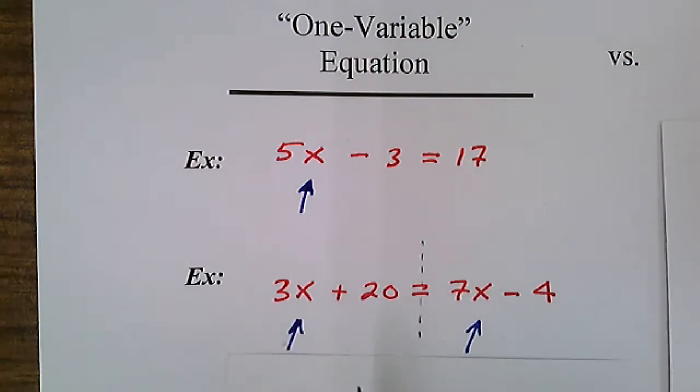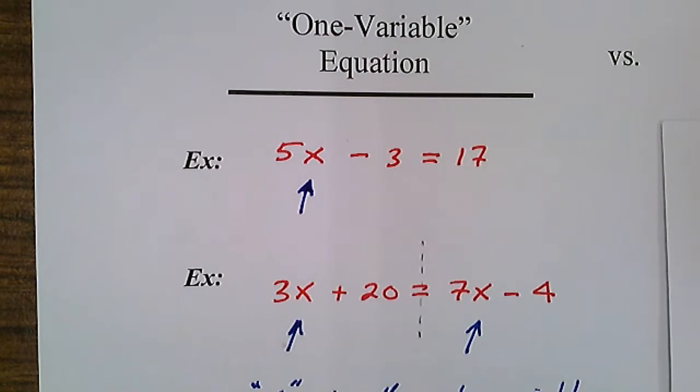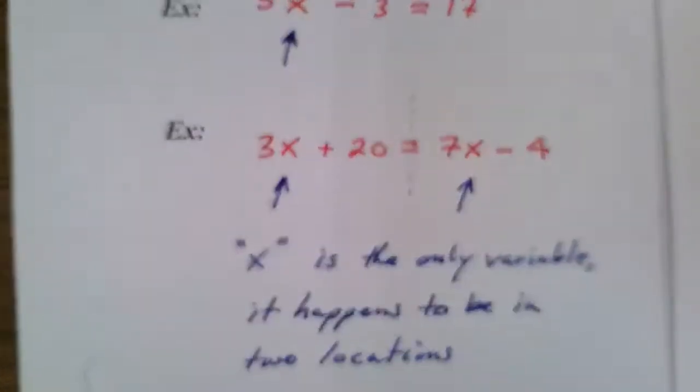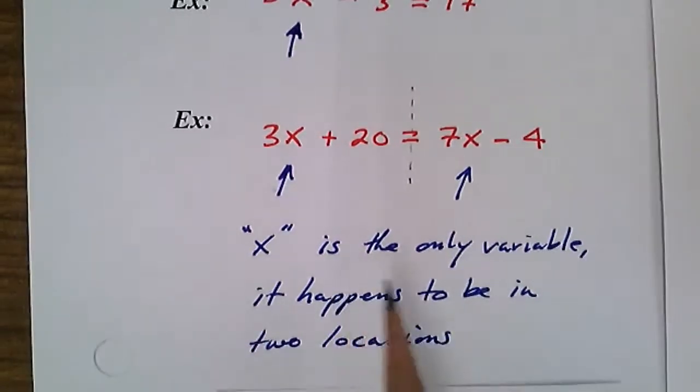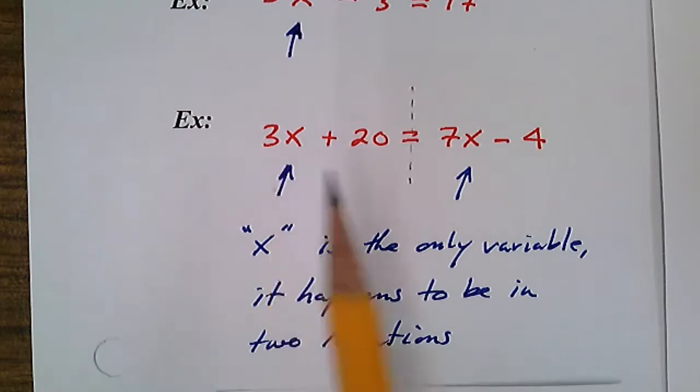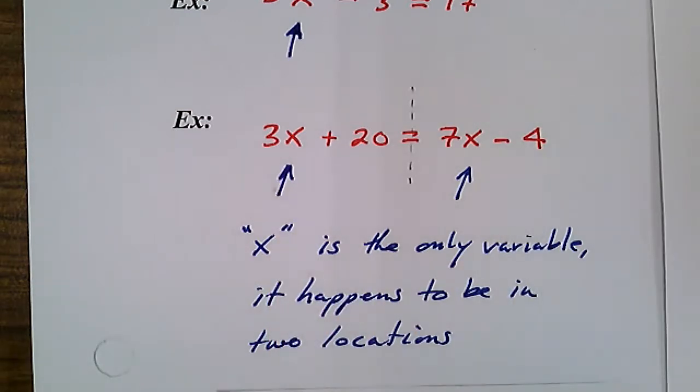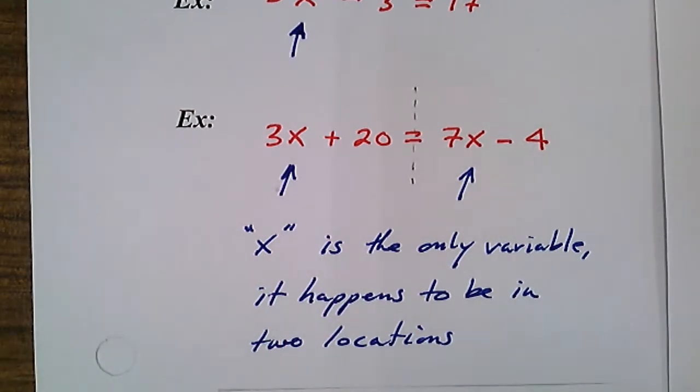If we were solving this, the first thing that I would do is subtract 3x from here, and subtract 3x from here, and we would cancel this out. So it's still just one variable. The note that I want you to write on this one is that x is the only variable. It just happens to be in two locations, so it's still the only variable. All right, take a moment to copy that down, or you can pause the video.